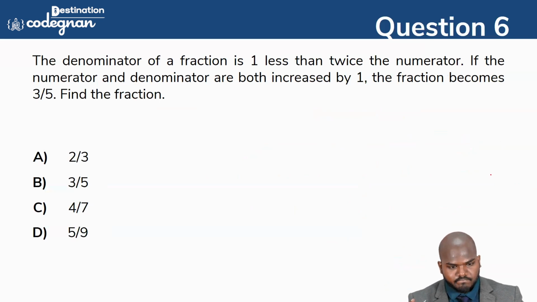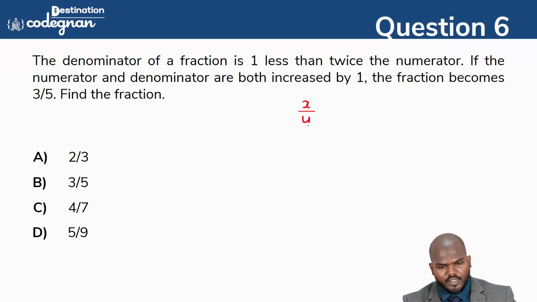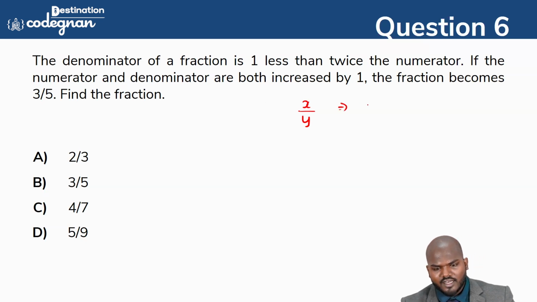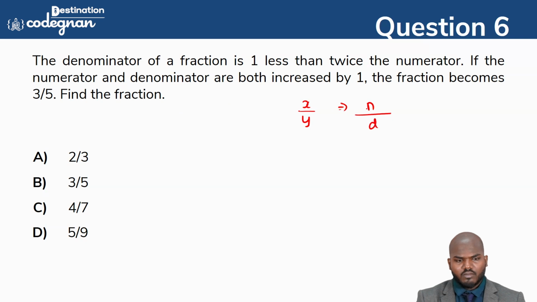So this question, it's a little bit different. Many people stumble to do the further steps. The denominator of the fraction is 1 less than twice the numerator. So initially the fraction looks like x by y only. So the numerator is n and the denominator is d, you can take it like that. The denominator of the fraction is 1 less than twice the numerator is the thing they have given.